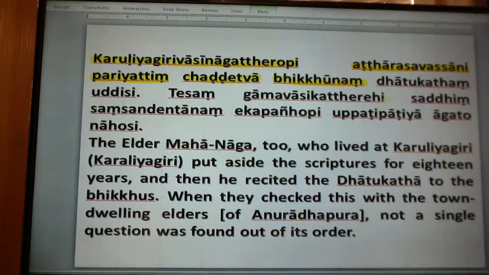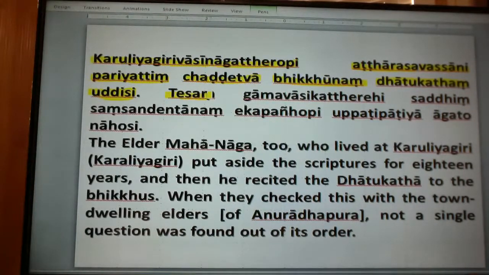Bhikkhunam means monks, many monks. Dhatukatha means a kind of the Abhidhamma basket. The Abhidhamma basket has seven different books. So Dhatukatha is one kind: Dhammasangani, Vibhanga, Dhatukatha, Puggalapannatti, Kathavatthu, Yamaka, Patthana. Altogether there are seven books. What the Buddha taught about reality we call the Abhidhamma basket, one of the three baskets. Dhatukatha, and so on, residing.